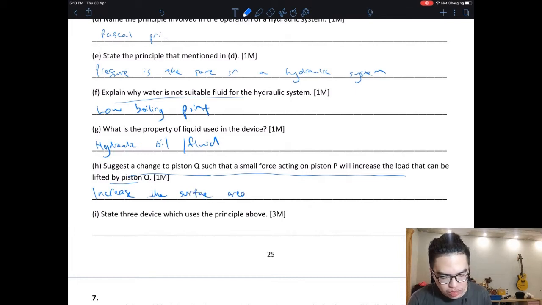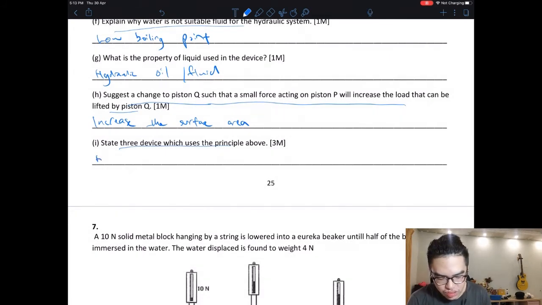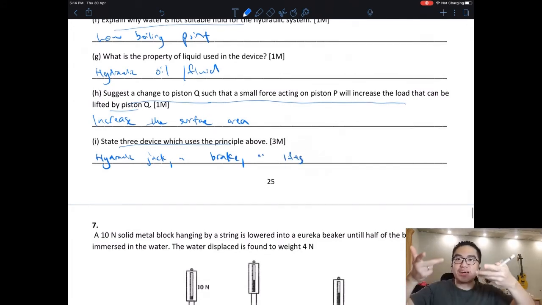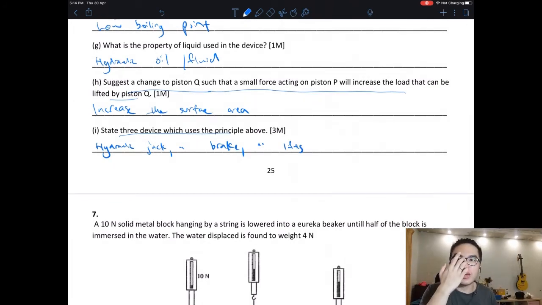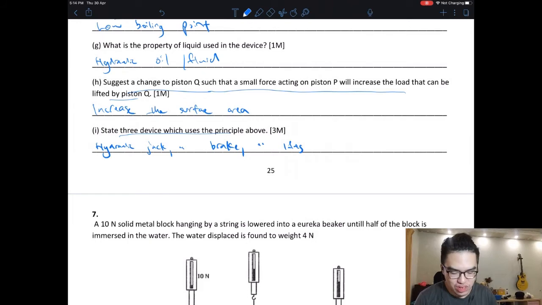Okay, state three devices that use the principle. What uses this? Your hydraulic jack. What else? Your hydraulic brake. What else uses hydraulics? Hydraulic lifts, the one that you use to lift the car. You have two things to lift the car: one is the jack, one is the lift. They have two forks and then they lift the car up. So that's the hydraulic lift.